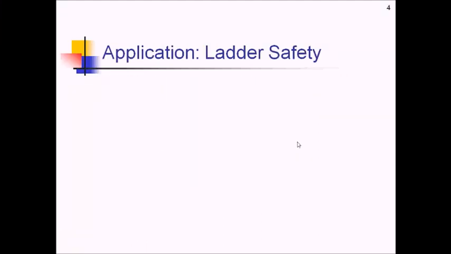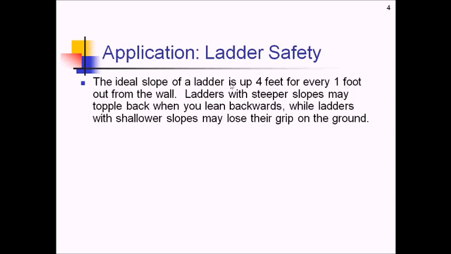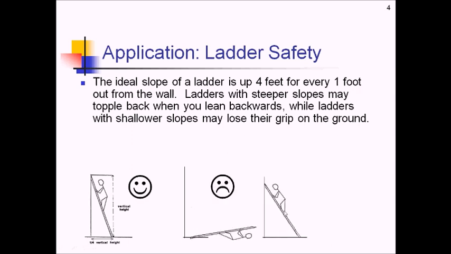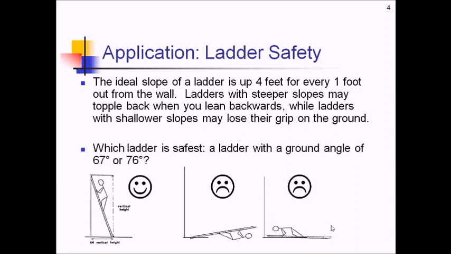We're going to use the calculator some more, and our next problem has a little backstory. So the ideal slope of a ladder is up 4 feet for every 1 foot out from the wall, like so. Ladders with steeper slopes may topple back when you lean backwards. Ladders with shallower slopes may lose their grip on the ground and fall forward. So what we want to know, which ladder is safest? A ladder with a ground angle of 67 degrees or 76 degrees?